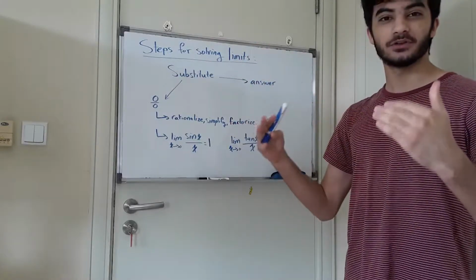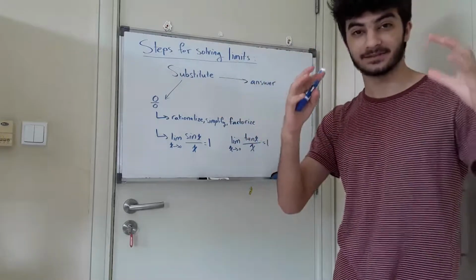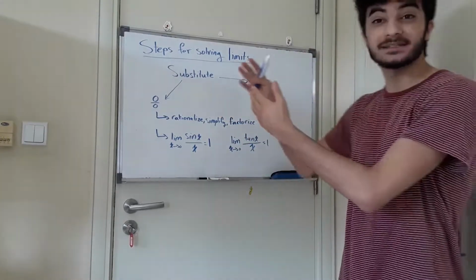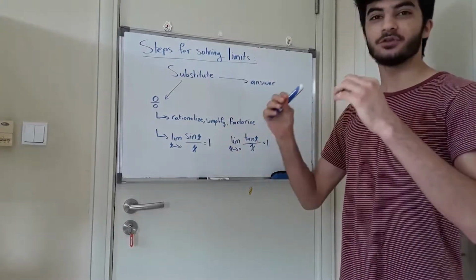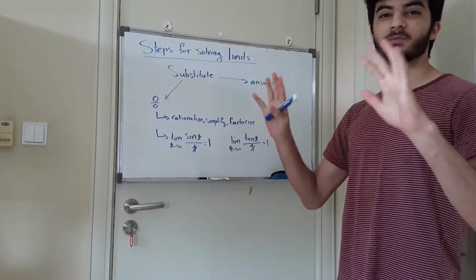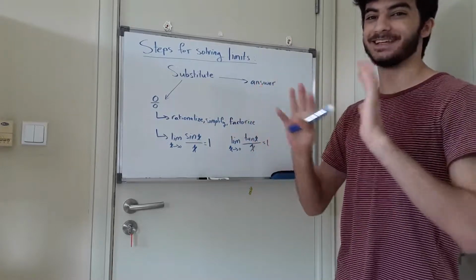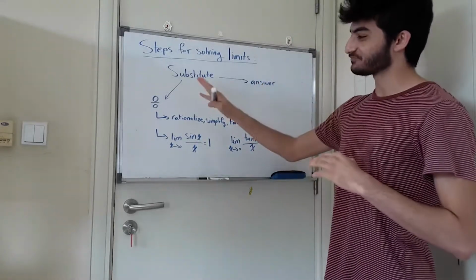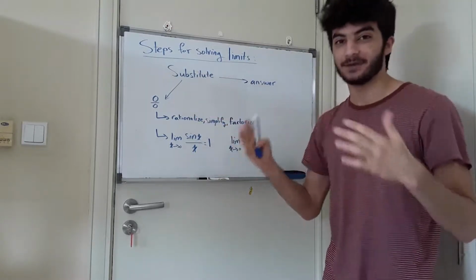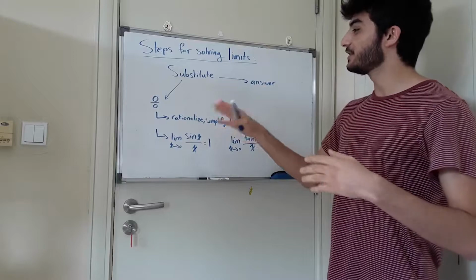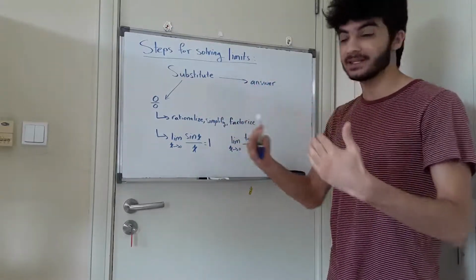The first thing you want to do when they give you a limit is substitute the number that x is approaching. And if you get 0 over 0, it means as if someone is telling me to be careful, there is a limit, go find it. If you get 0 over 0, then you can't use that because that's undefined. So you need to rationalize, simplify, or factorize, depending on what they give you.